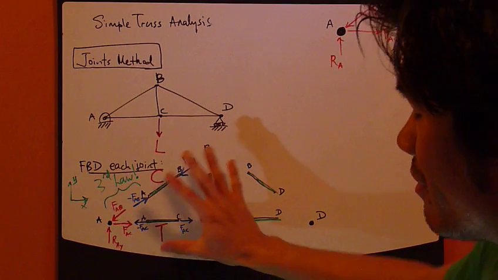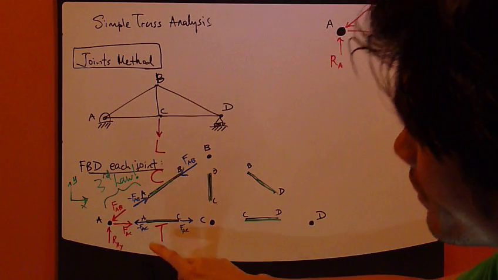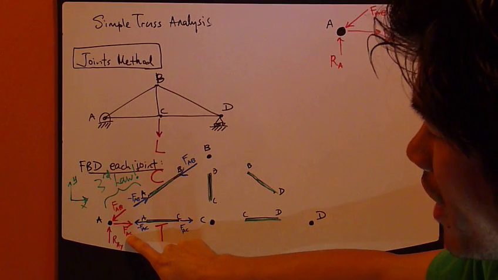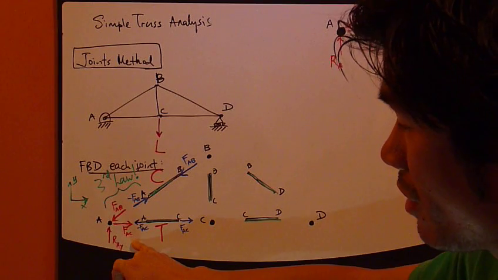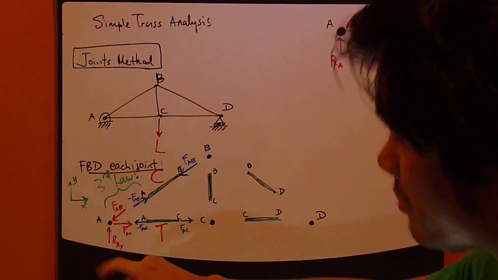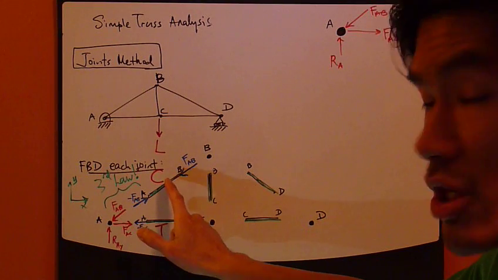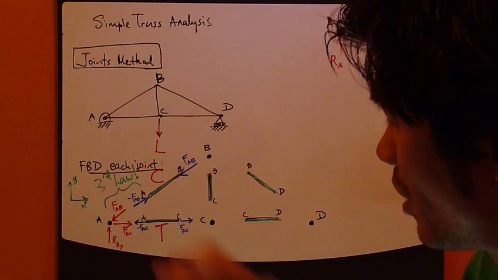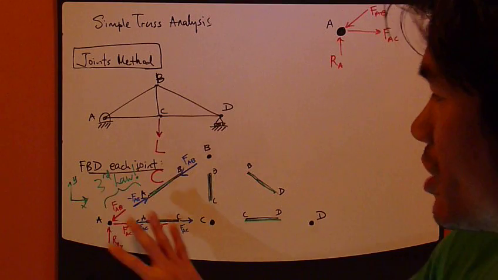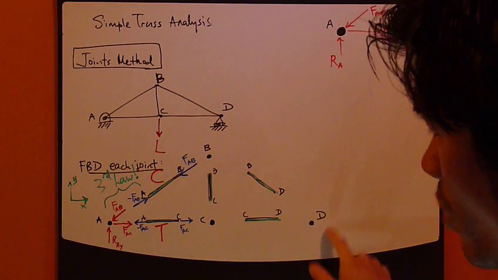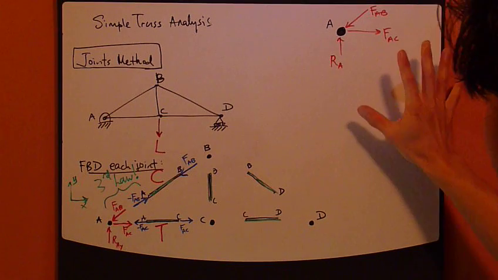This is the whole point of using the joint method, to help you figure out FAB and FAC and figure out the direction of FAB and FAC, as well as whether or not FAB is a compression or tension force, by using the third law. So you can just keep going for the rest of the joints and figure out the directions and everything.